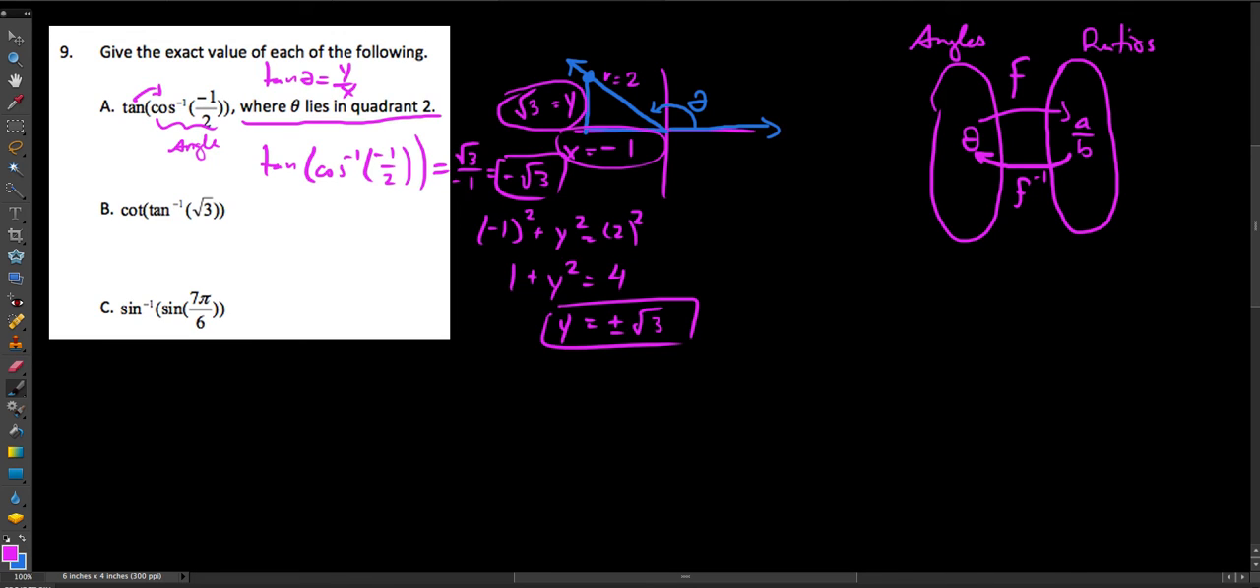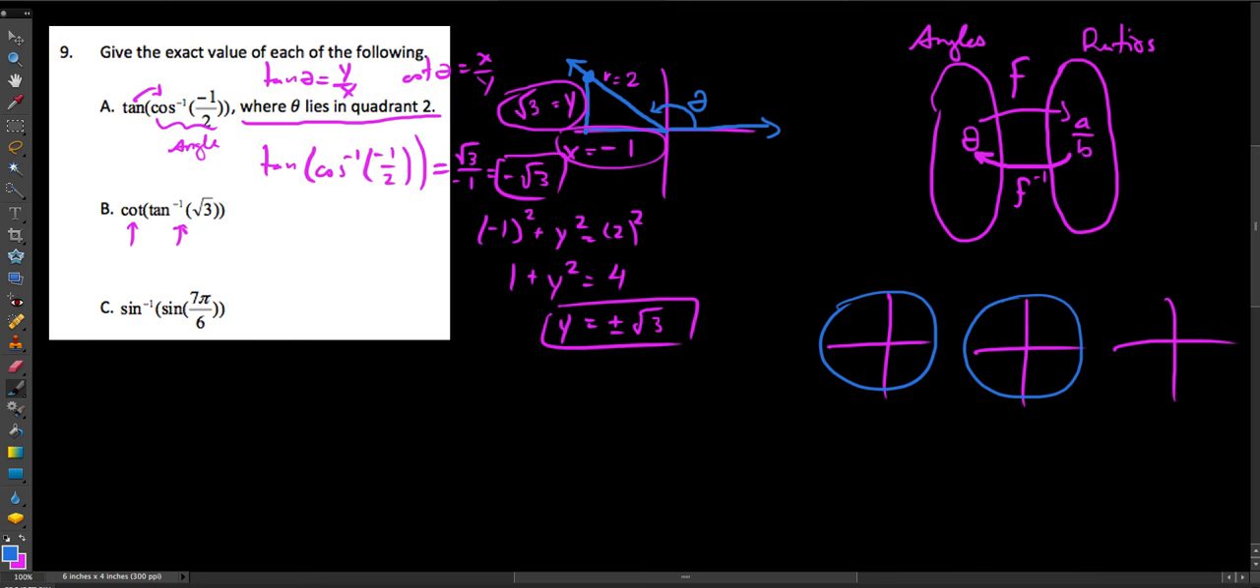Likewise, letter B here, I want you to go find cotangent. Knowing that tangent is y over x, our definition of cotangent is x over y, and we can start by sketching this angle. It says this angle is tan inverse of root 3. This time I didn't write where this theta lies, and the reason is that a big part of these inverse trig functions is knowing their ranges, what quadrants they give angles back in.